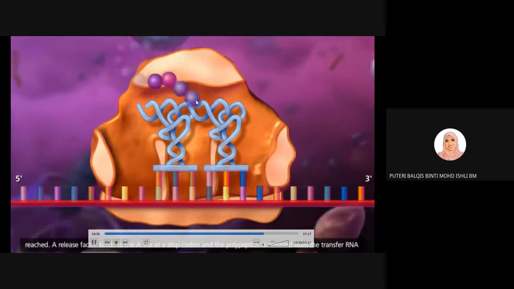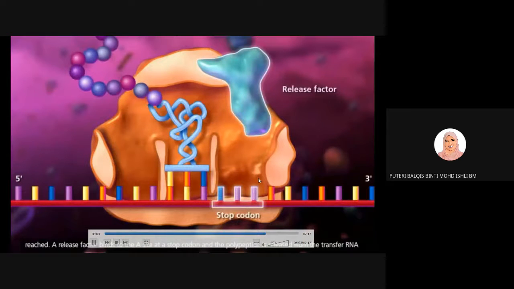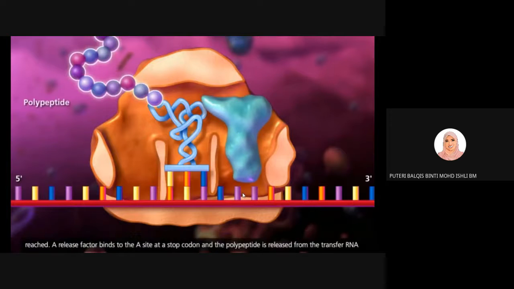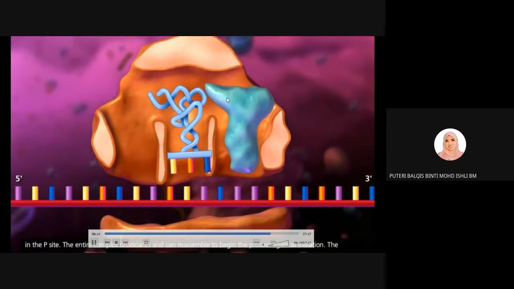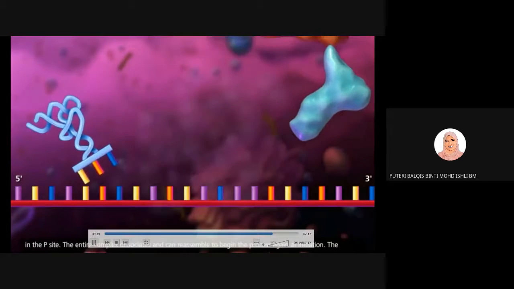Sampailah, okay, tambah polypeptide, sampailah banyak-banyak macam ni, until it reach stop codon. Once it reach stop codon, release factor will enter the A site, and then it will hydrolyze the bond between last amino acid and the tRNA. Then translation complex will be dissociated.